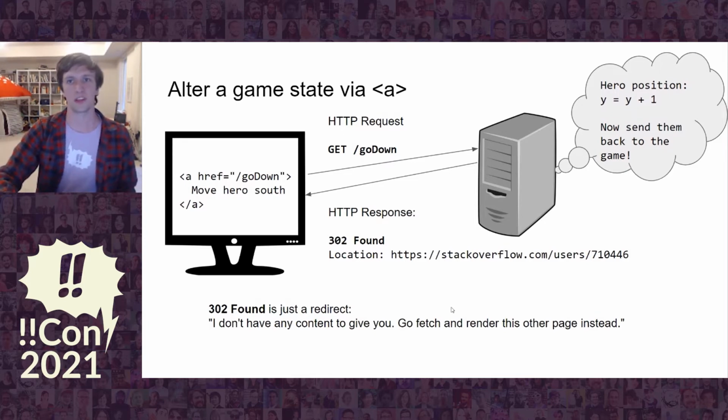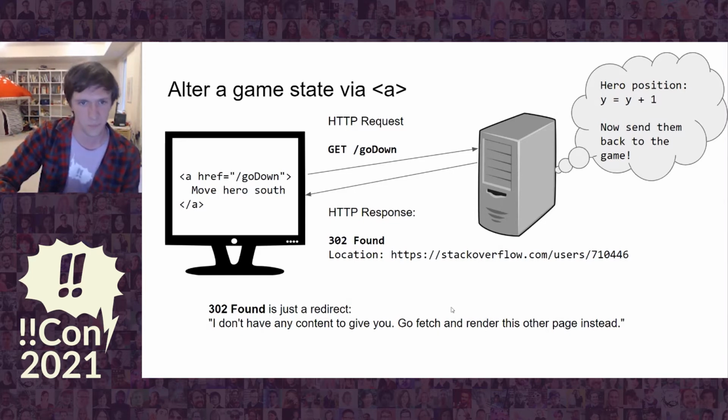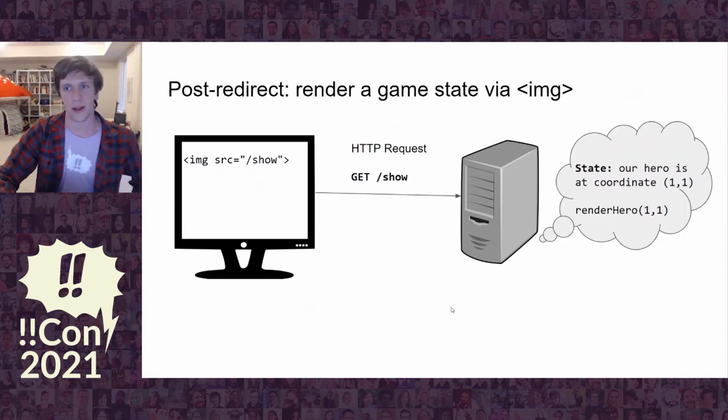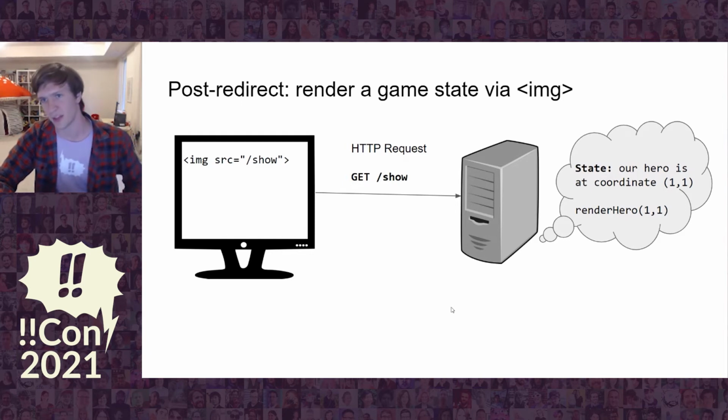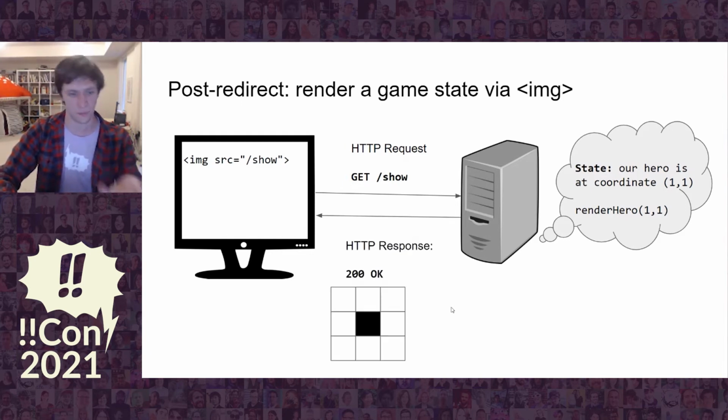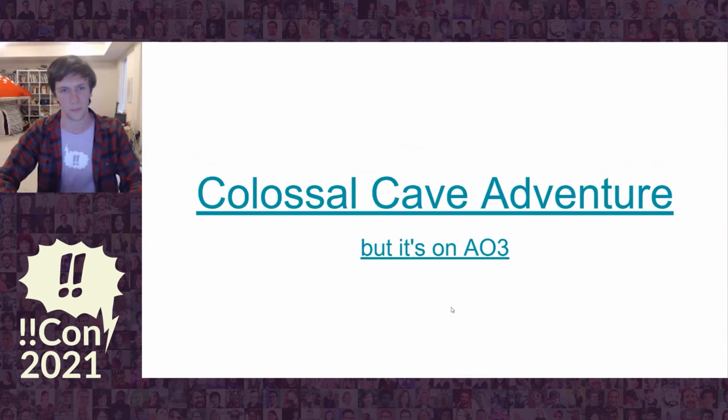So this means that if we control this server, we can send a user who clicks a link anywhere on the internet, or anywhere on the web. So post redirect, let's say we send them back to this thing I just showed you, where it's like show. And now the hero is at different coordinates because we just altered the state when they clicked the link. And now they're back at this page with the IMG tag, and boom, we've rendered a different image. So we have changed the game state. They're playing a game. They're moving this black dot around.